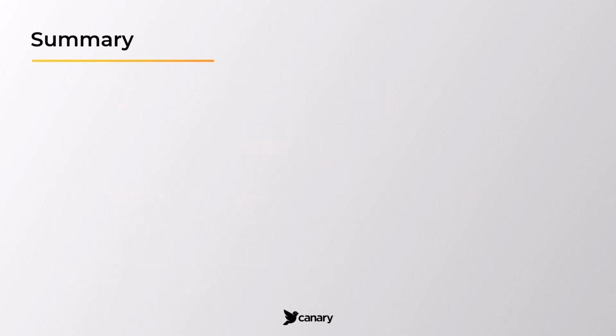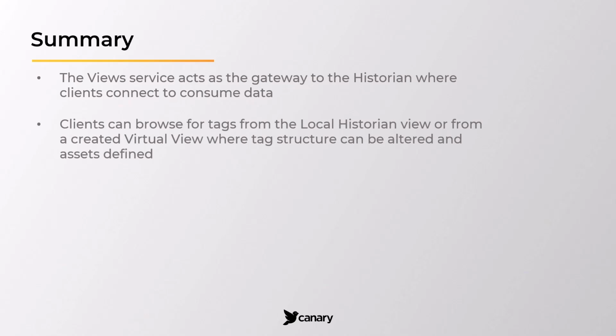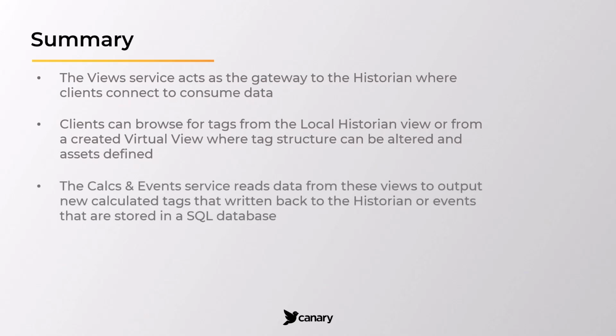In summary, we talked about how the view service acts as the gateway to the historian for clients coming in to consume data. Clients can browse for tags within the default local historian view or create a virtual view to modify the tag structure and define assets. The Calcs and Events service is just one of the clients that reads from these views to output new calculated tags that are written to the historian, or events that are stored in a SQL database. In the next video, we will look at the other Canary clients that connect to views for reporting purposes.